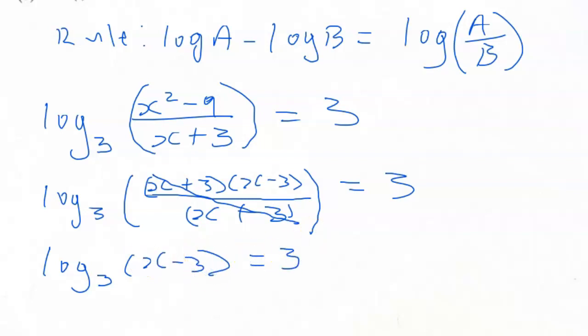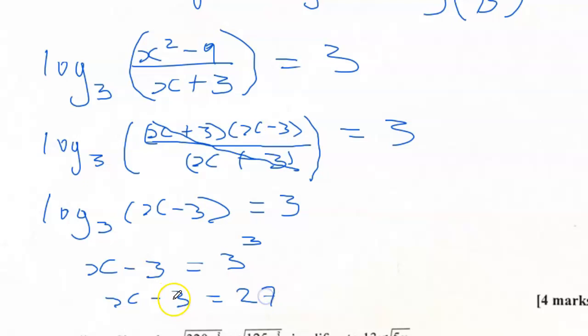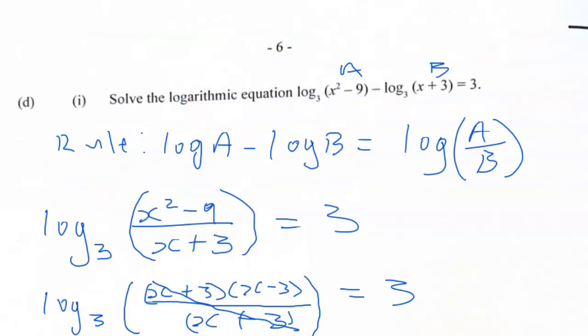Is equal to 3. And the essence of logarithms, we can say what's in the bracket is equal to the base, which is 3, raised to the power on the right hand side, which is 3. So x minus 3 is equal to 3 to the third power, that's 3 times 3 times 3, that's 27. Group negative 3 on the other side, we end up with x equal to 27 plus 3. So we end up with x equal to 30. And we can always check our solution to see if x equal 30 makes sense.